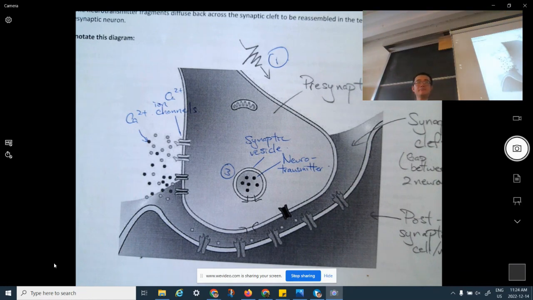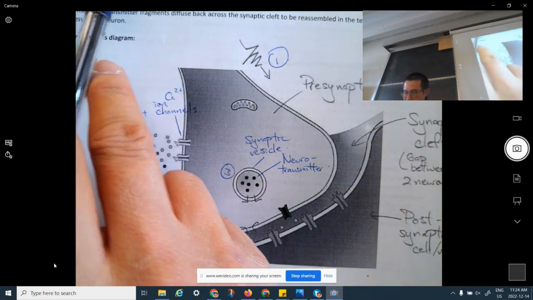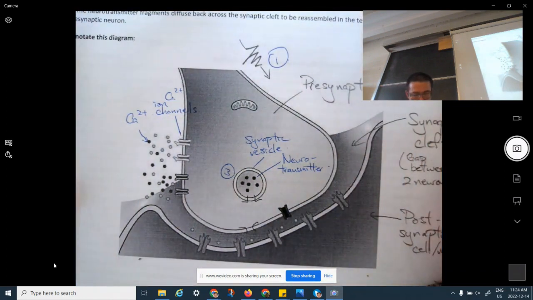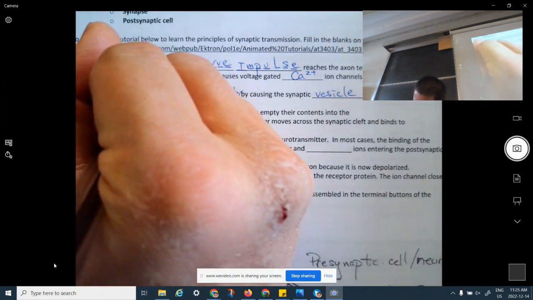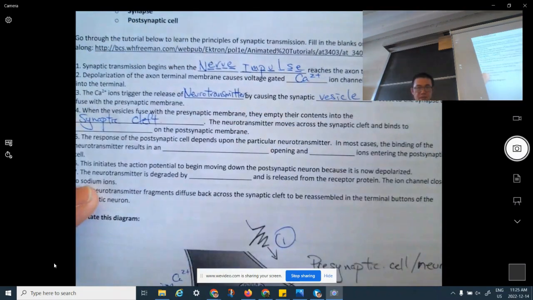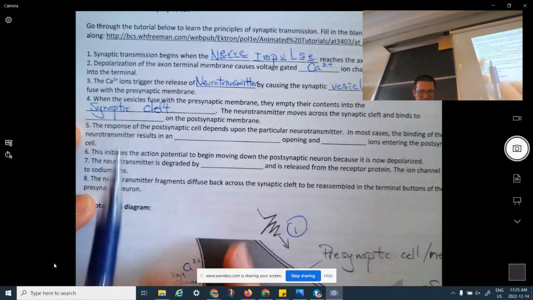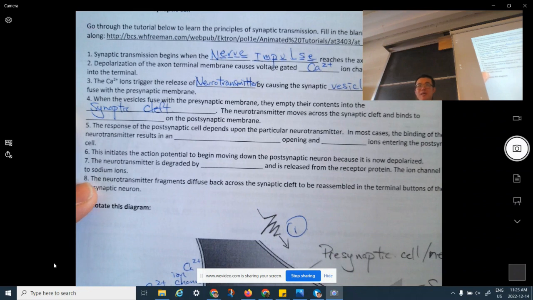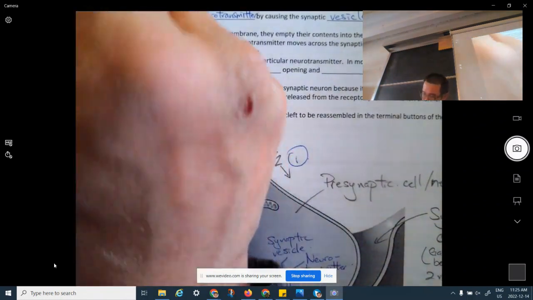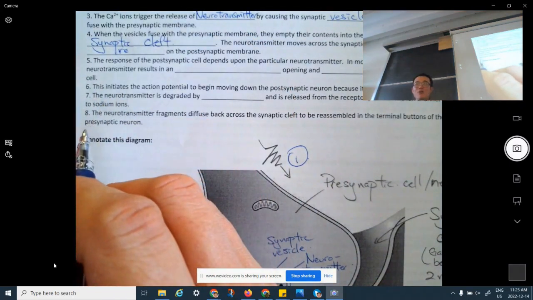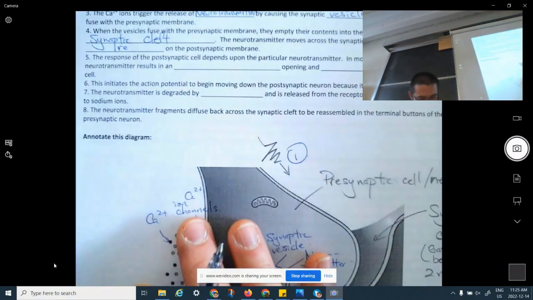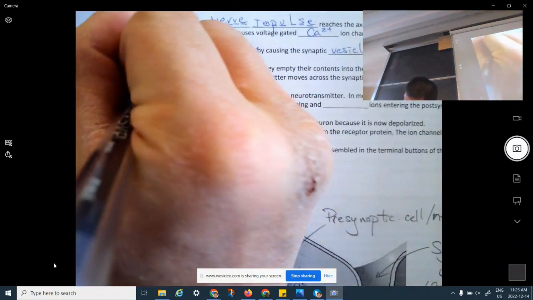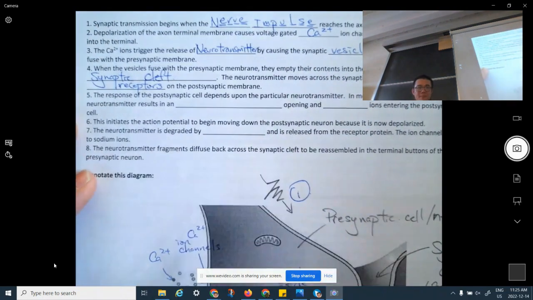How are we doing? Okay, number 4. When vesicles fuse with the presynaptic membrane, they empty their contents into the synaptic cleft. The neurotransmitter moves across the synaptic cleft and binds to the, what would it be, an R word. Receptor, thank you. The receptors on the postsynaptic membrane.